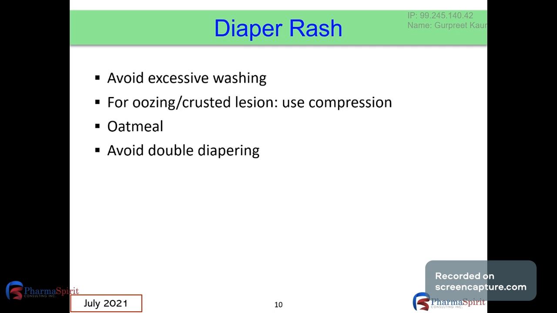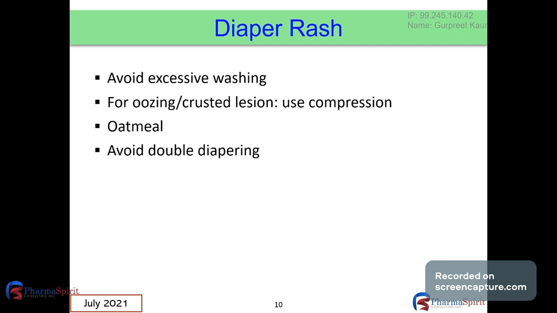If the area is oozing or crusted, we can use compression. So how can we do compression? Compression is done by wetting a piece of gauze. So we get a piece of gauze and we make it wet, and then we apply it to the skin for 1 minute, and then we remove it for 1 minute, and then we reapply the wet gauze for 1 minute, and then off for 1 minute. And we do this for about 20 to 30 minutes. So 20 to 30 minutes, 1 minute on, 1 minute off, and we repeat this 4 to 6 times per day. This helps to soften the skin and to remove the crust.